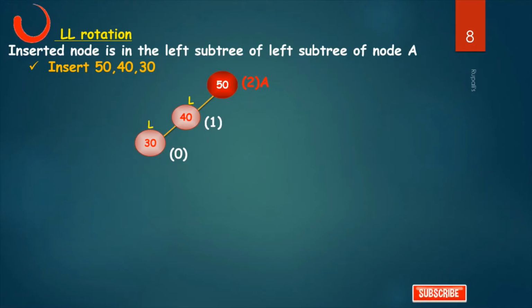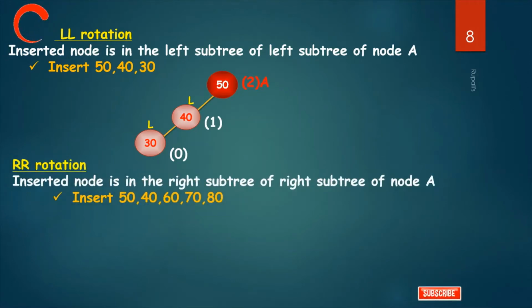So when is LL rotation required? When the inserted node is in the left subtree of node A. So when the newly inserted node 30 is in the left subtree of the left subtree of node A, then in this situation LL rotation is required.